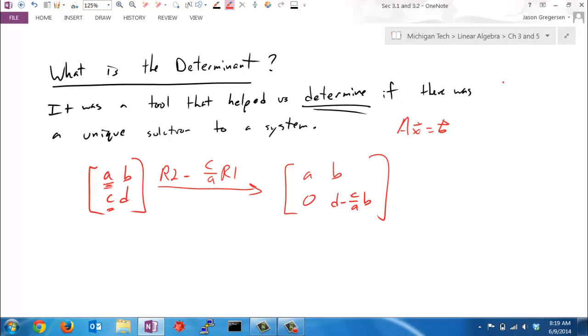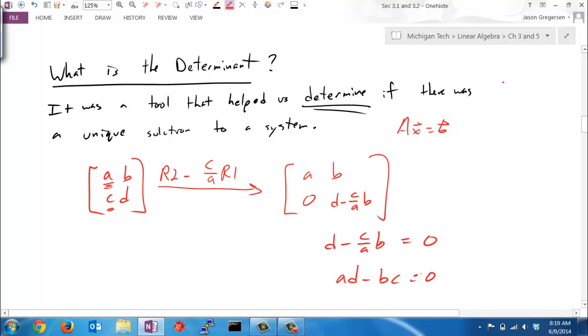So I say there does exist a unique solution when D minus CB over A is not equal to 0. We'll take that whole thing and multiply by A to get AD minus BC not equal to 0. And that's the formula for our determinant. So really the idea is, let's calculate this piece and see if it's 0 or not.